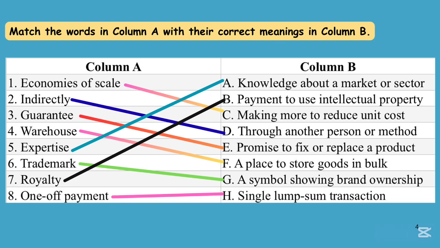4. Warehouse. Warehouse is a place to store goods in bulk. The correct match is 4 with F. 5. Expertise. Expertise refers to knowledge about a market or sector. The correct match is 5 with A.